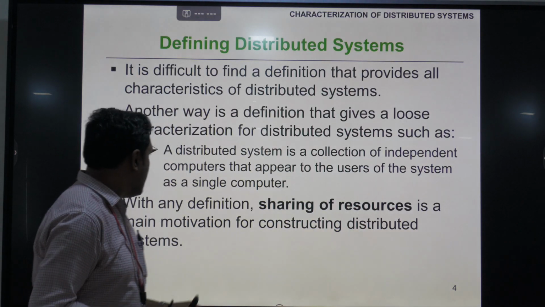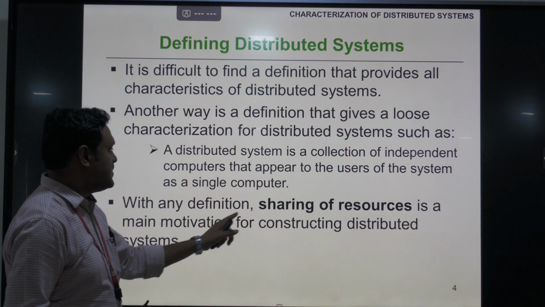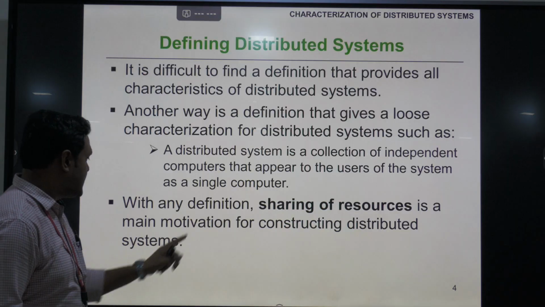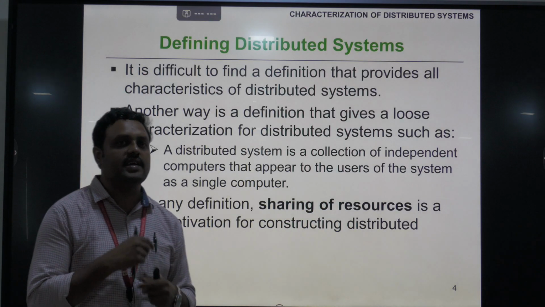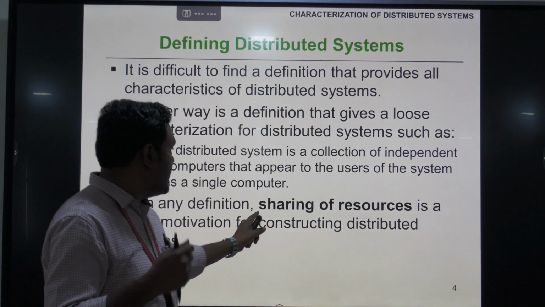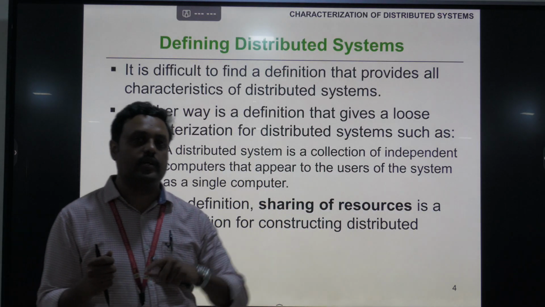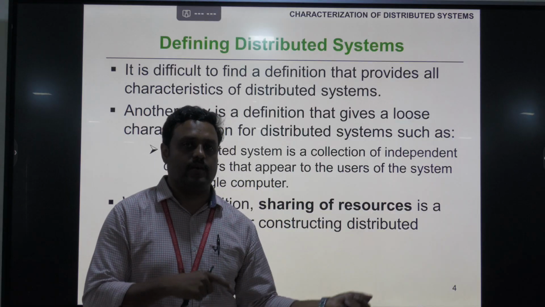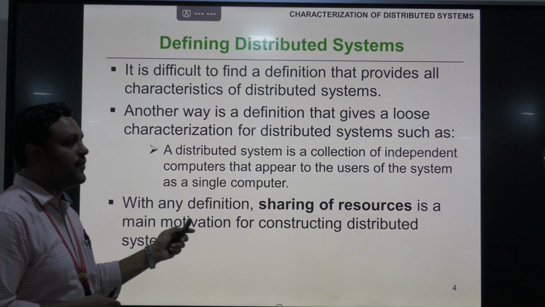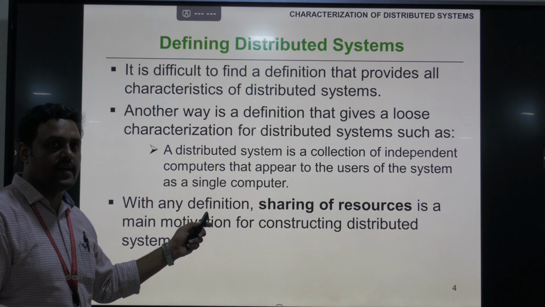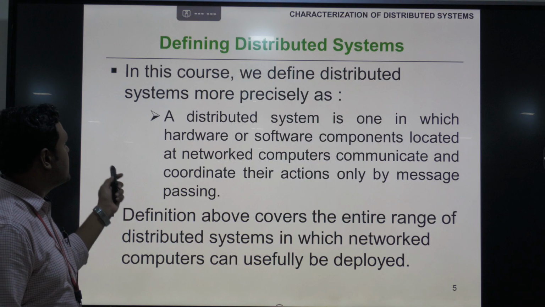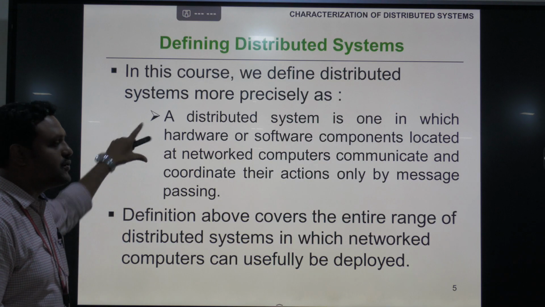With any definition, sharing of resources is the main motivation for constructing distributed systems. If you take any definition, the final motivation will be the sharing of resources, how resources are going to be shared from one node to another node. That is the final motive of any definition defining distributed systems, and in this course we define distributed systems more precisely in this form.